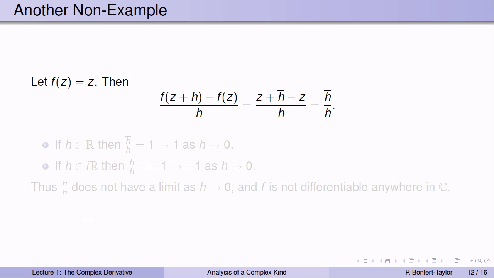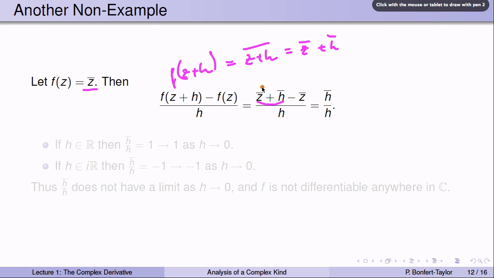Here's another non-example. f of z equals the complex conjugate of z. So what is f of z plus h minus f of z over h? Well, z plus h gets mapped under f to the conjugate of z plus h, and we learned that we can pull that inside. So it's the conjugate of z plus the conjugate of h. We subtract from that f of z, which is the conjugate of z, those two cancel out, and the numerator is just the conjugate of h, the denominator is h.